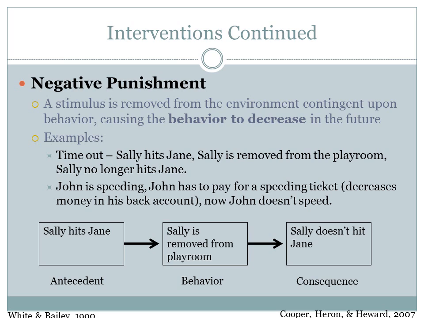Another classic example that a lot of us have encountered is speeding. John is speeding. John is pulled over, receives a speeding ticket, therefore money is leaving his bank account, money is being removed, so now John does not speed anymore. Since money is being lost from his bank account, his behavior of speeding is going to decrease.